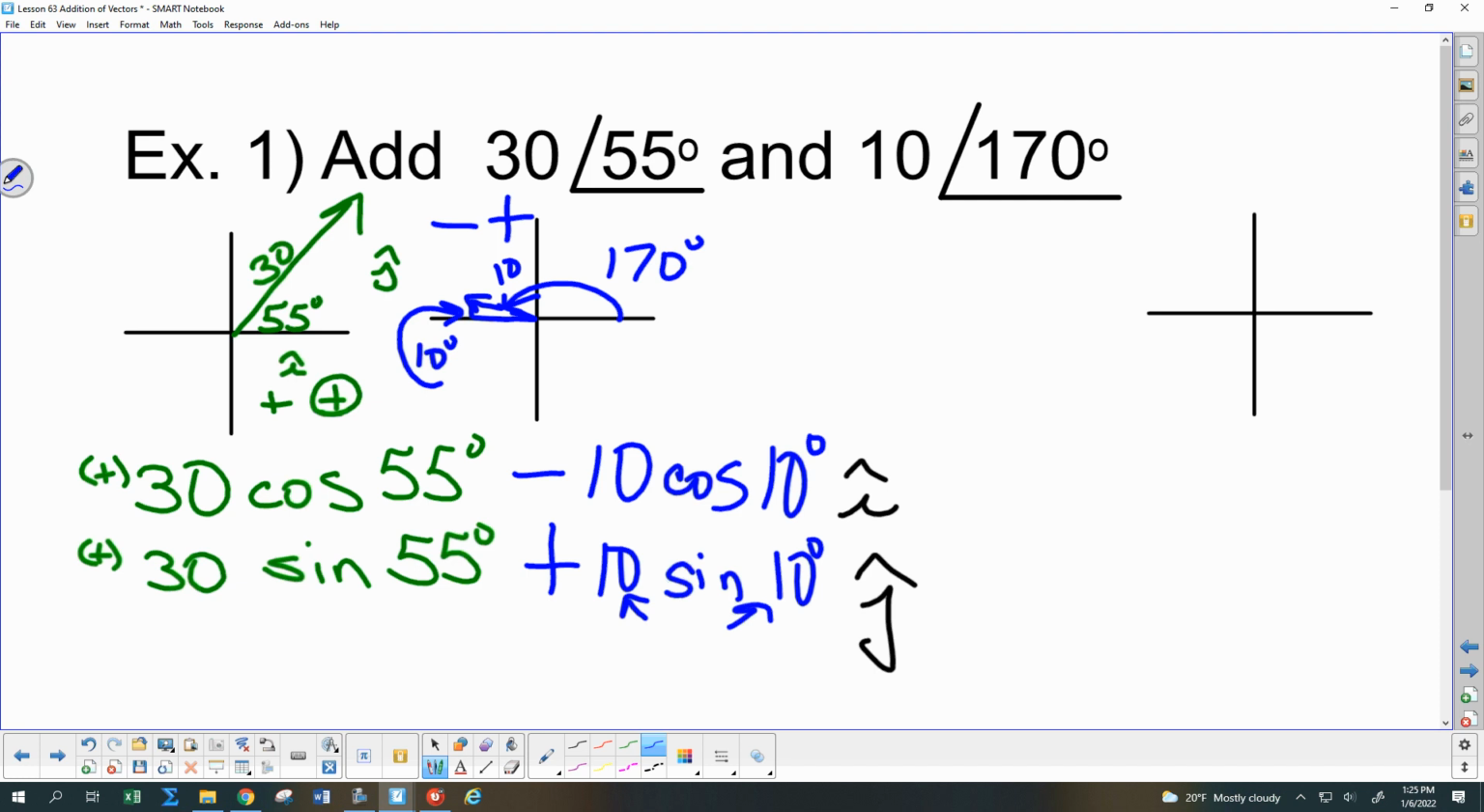Now what I need the class to do is to enter 30 cosine 55 minus 10 cosine 10 degrees on your calculator, and enter 30 sine 55 degrees plus 10 sine 10 degrees on your calculator. And then you are going to tell me what you get for those two numbers. Those will be our I hat and our J hat for our final answer.